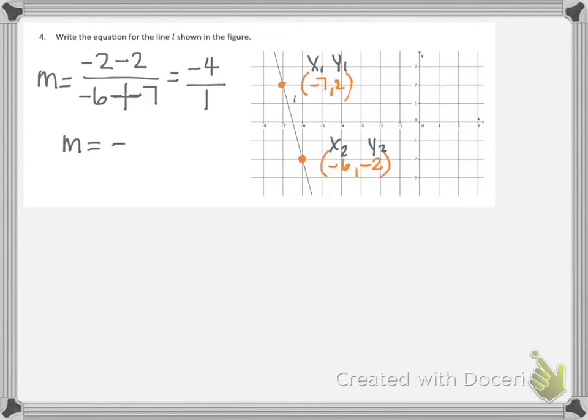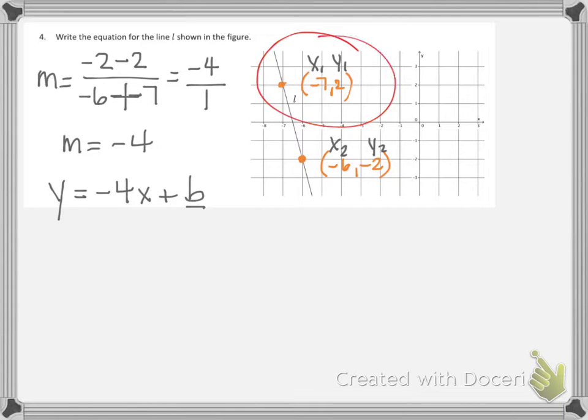Slope equals -4. Now I could write my slope-intercept form. Y equals the slope -4 times x plus b, and I don't have b, so I need to plug some points in, substitute, so that I can solve for my y-intercept. So let's use, I don't know, let's use that one. That one looks good. Y is 2 is equal to -4 times x, which is -7, plus b. And then I can simplify. 2 is equal to -4 times -7 is a +28 plus b.